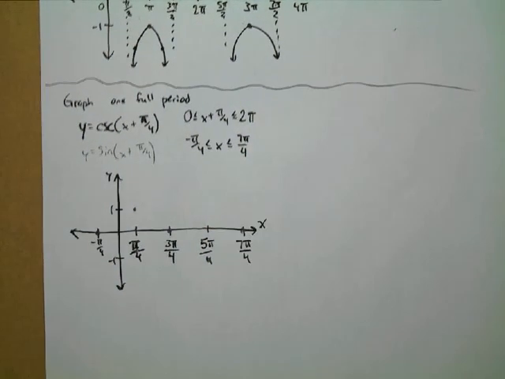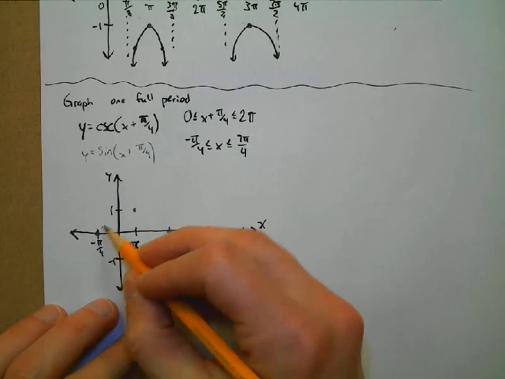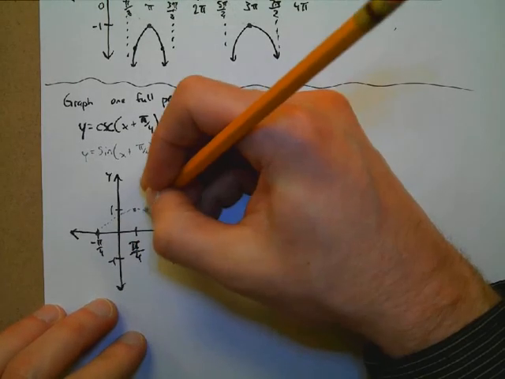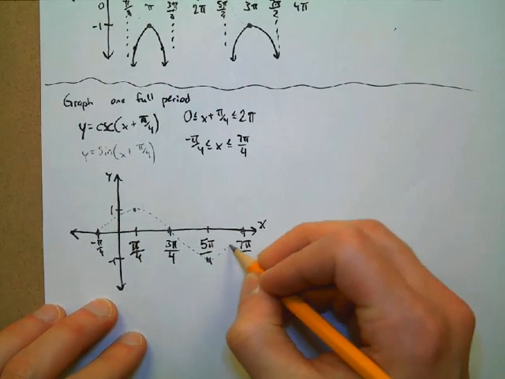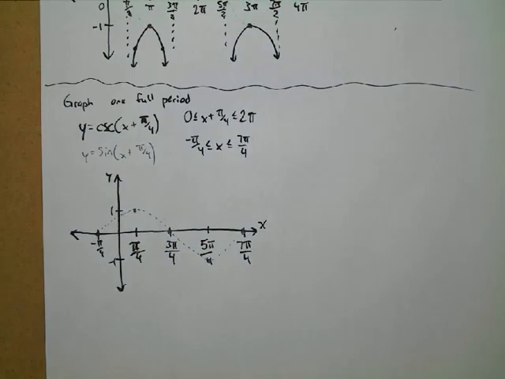So, for this graph of cosecant, where will our asymptotes be? At what x values will we have asymptotes? What are our x coordinates for asymptotes here? Negative pi over 4 is going to be one of them. 3 pi over 4. 7 pi over 4. Okay, at all of the places where the sine was 0.